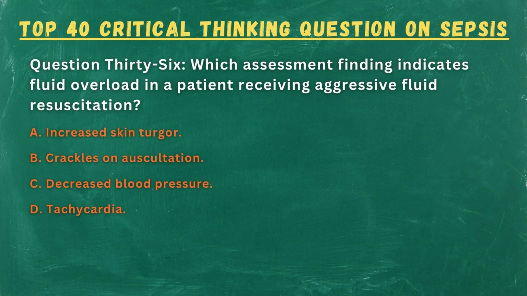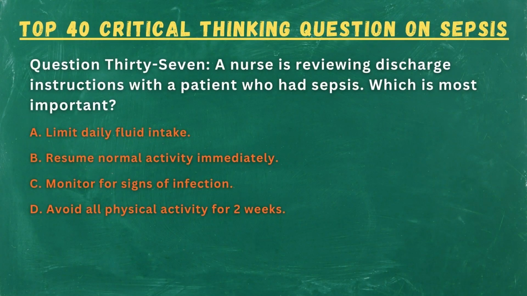Question 36. Which assessment finding indicates fluid overload in a patient receiving aggressive fluid resuscitation? A. Increased skin turgor. B. Crackles on auscultation. C. Decreased blood pressure. D. Tachycardia. Answer: B. Crackles on auscultation.